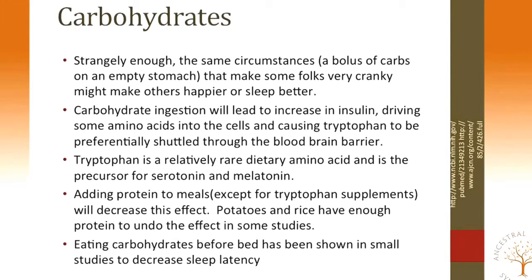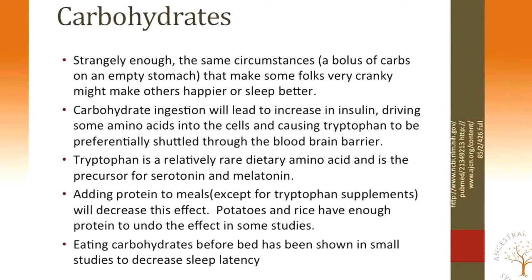Now, carbohydrate ingestion does lead to an increase in insulin, as we talked about before. It drives some amino acids into the cells. It causes tryptophan to be shuttled through the blood-brain barrier. It's a relatively rare amino acid, and it's the precursor for serotonin and melatonin. And adding protein to meals does kind of decrease this effect unless you do it with tryptophan supplements, which people do to rats and athletes and things. Protein and rice have enough protein to undo the effect in some studies.